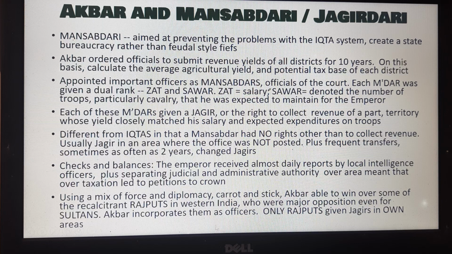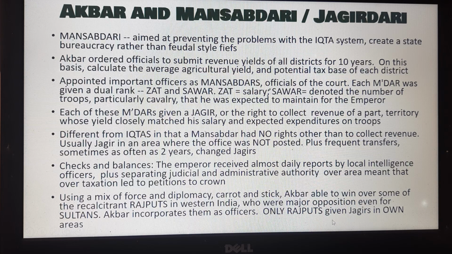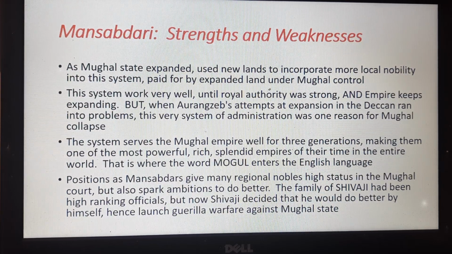Akbar incorporated them as officers, and he had marriage alliances with them, and he made those persons officers in his empire. Only Rajputs were given Jagirs in their own areas. So the Rajputs were given Jagirs in their own area. Next, the strengths and weaknesses of the Mansabdari system.